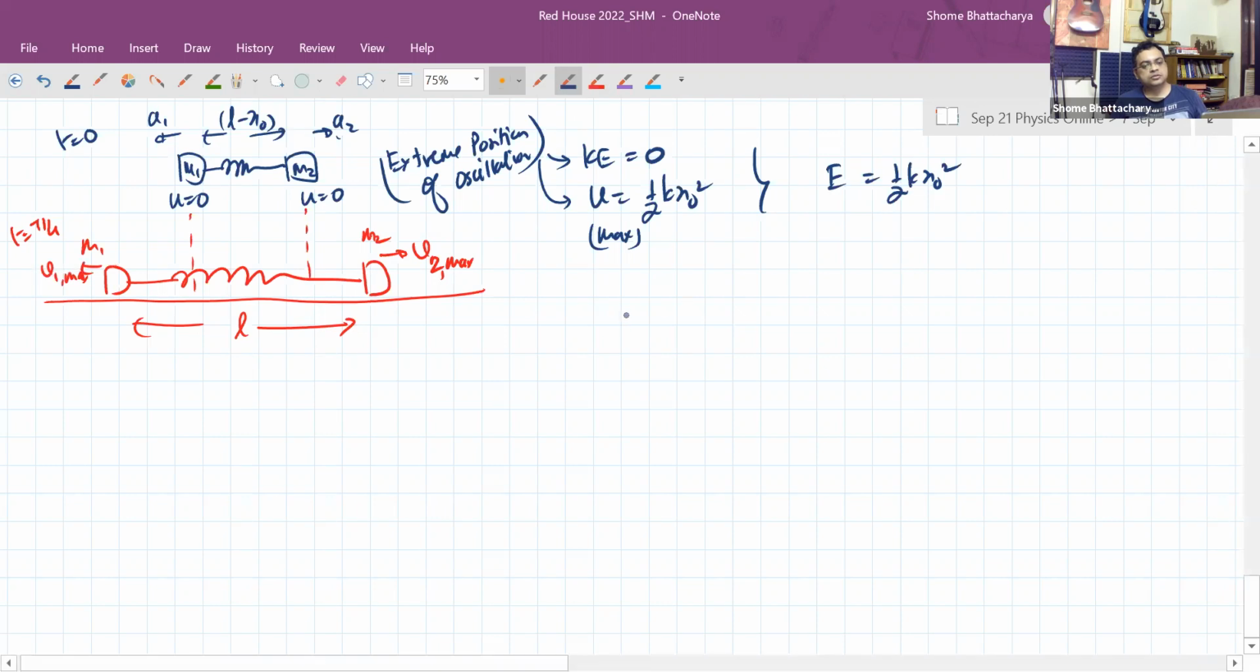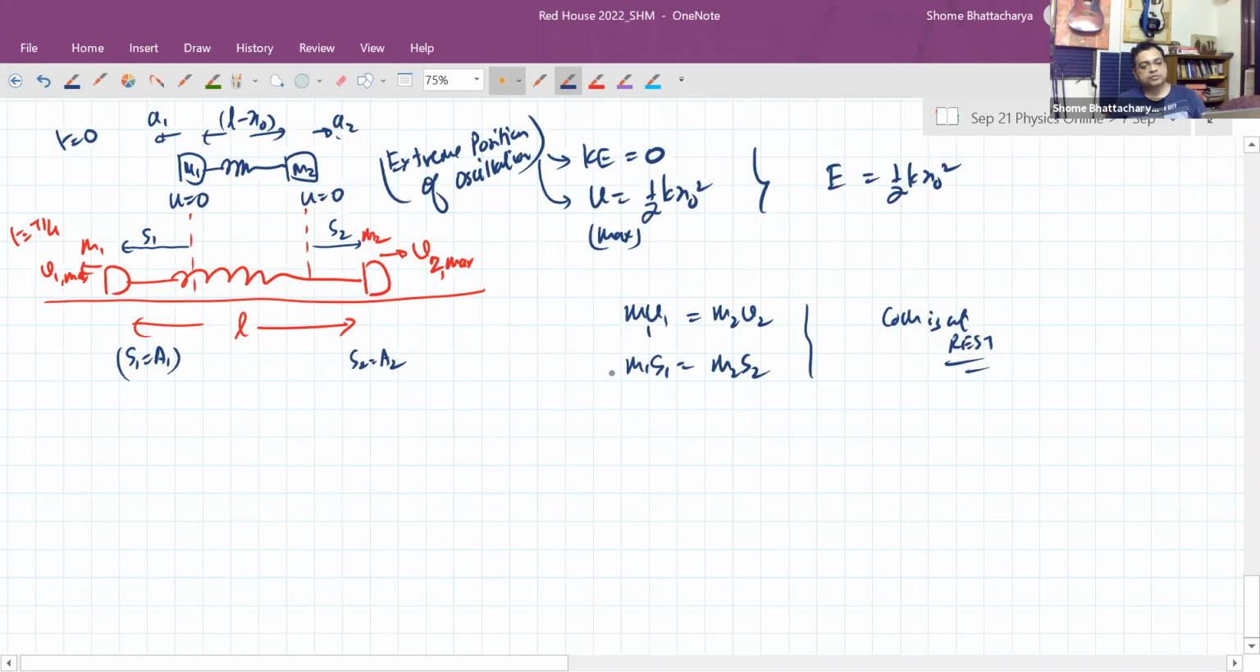So you have all these things that M1 V1 is equal to M2 V2. This displacement will be equal to this one's amplitude. This displacement will be equal to this one's amplitude. So you have M1 S1 is equal to M2 S2. This is because center of mass is at rest. So you have this thing from here, that M1 A1 is equal to M2 A2.